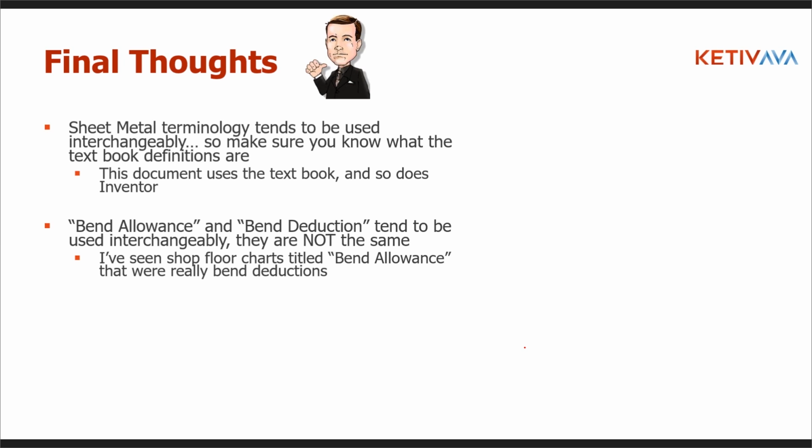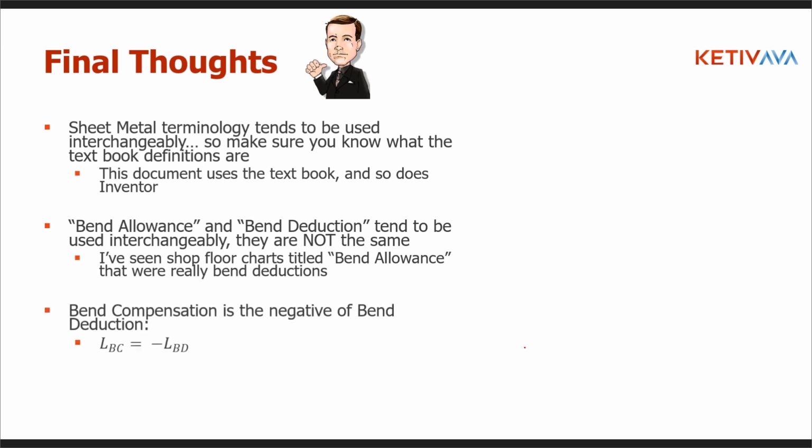Now, I've been on numerous shop floors, both when I was doing sheet metal manufacturing and when I was visiting customers with the Inventor team, where I would look at something on someone's wall and it said bend allowance. And I looked at it and I'm like, those look like bend deductions. And yes, they actually were bend deductions, and vice versa. So when you're on the shop floor looking at what tables they have, make sure that what you're inputting into Inventor is really what Inventor is expecting. Otherwise, you will get incorrect results, okay?